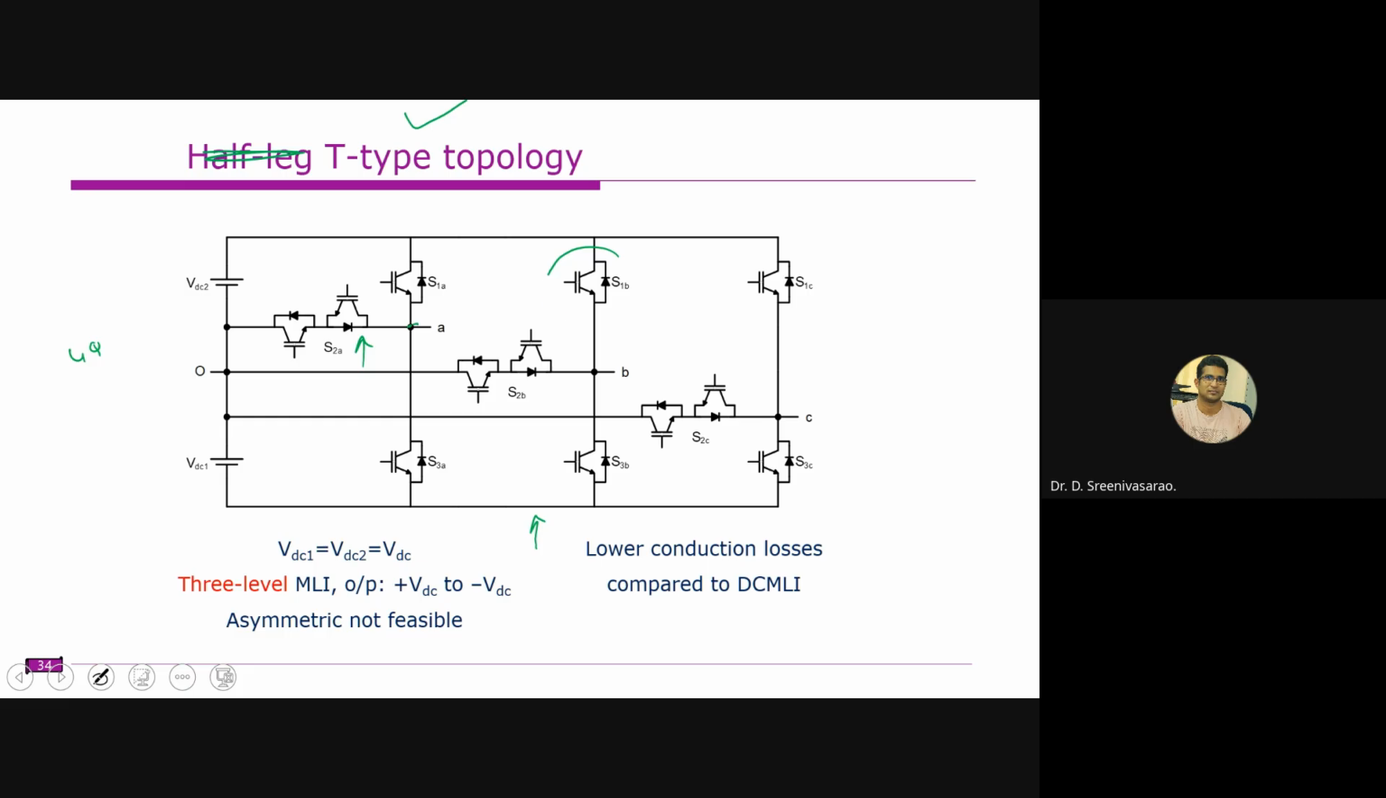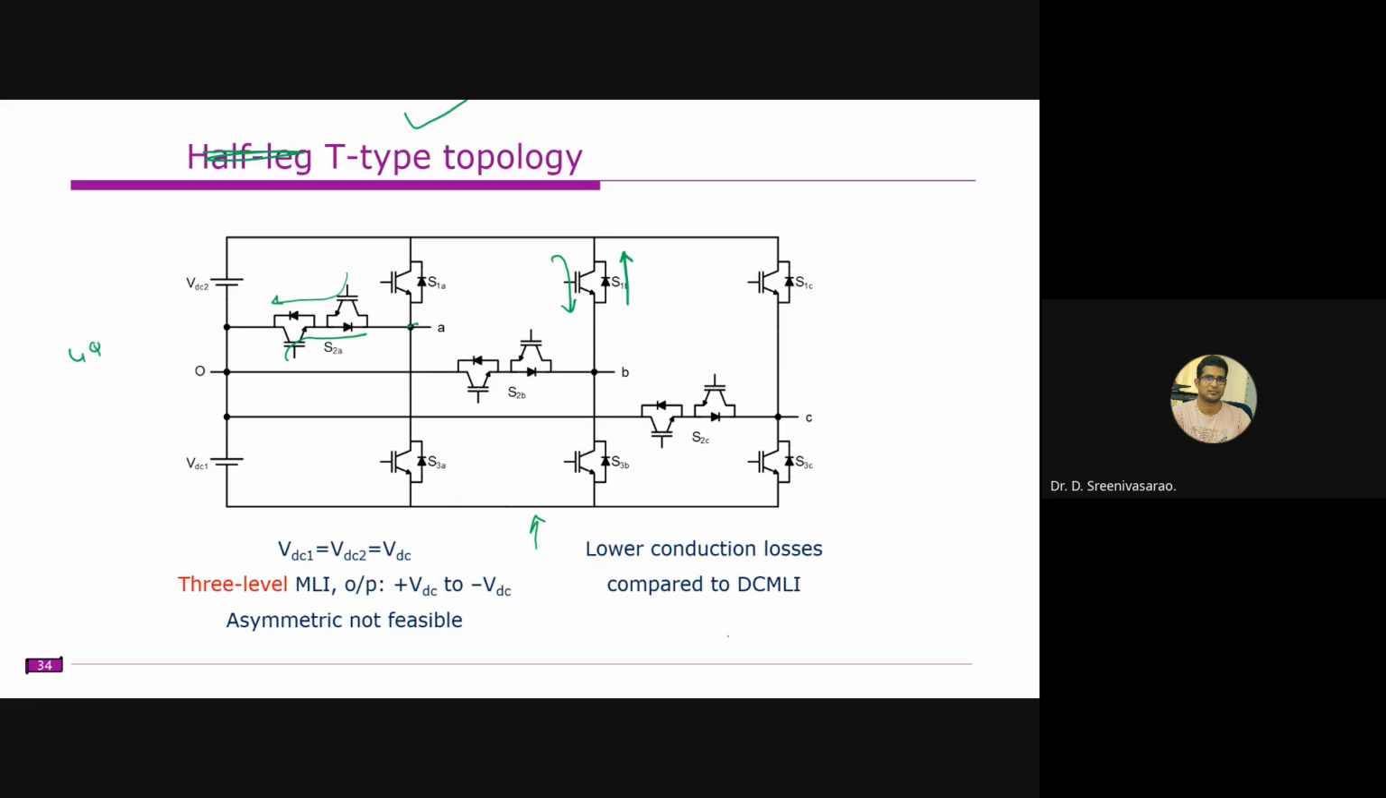So this one is a two-quadrant switch. Whereas here it will block the voltage in one direction but allow the current in both directions. This way you can allow and this way you can allow, through the IGBT and through the diode. But it blocks voltage in only one direction. Whereas this combination can block voltage in both directions. So depending on the control, either these two will conduct or these two will conduct.